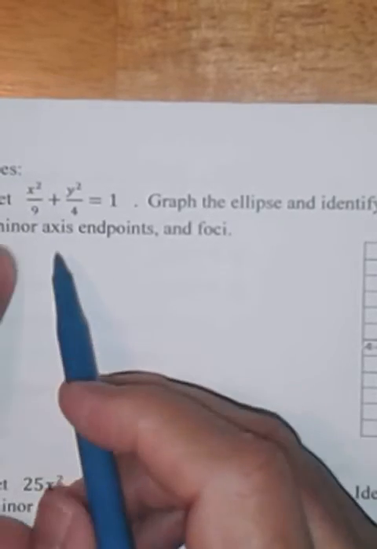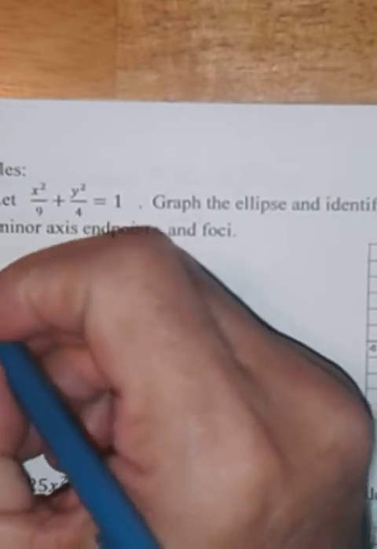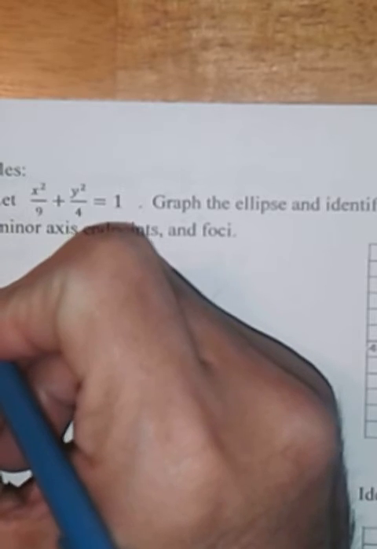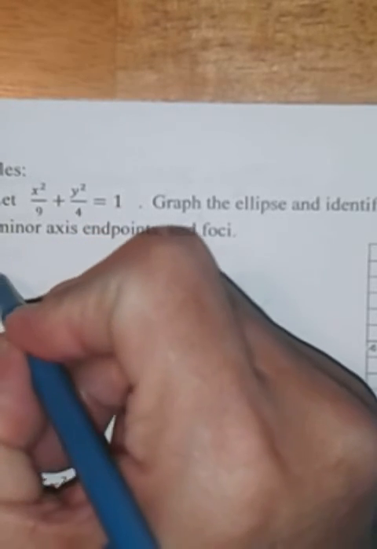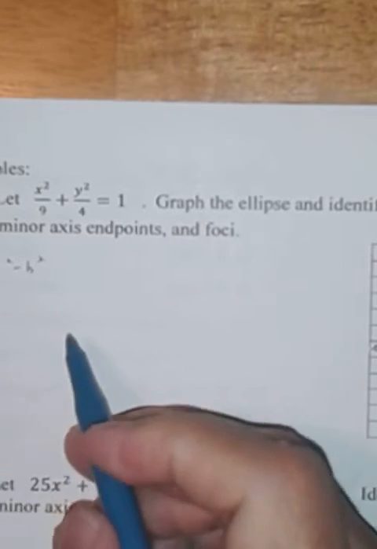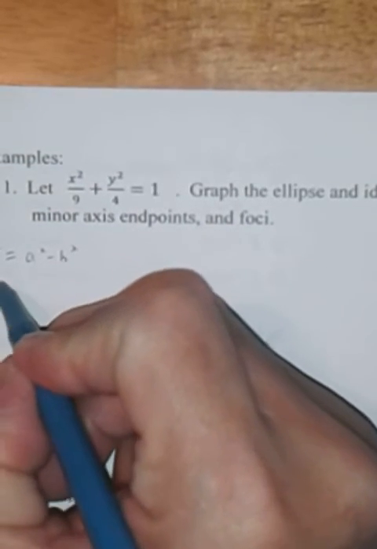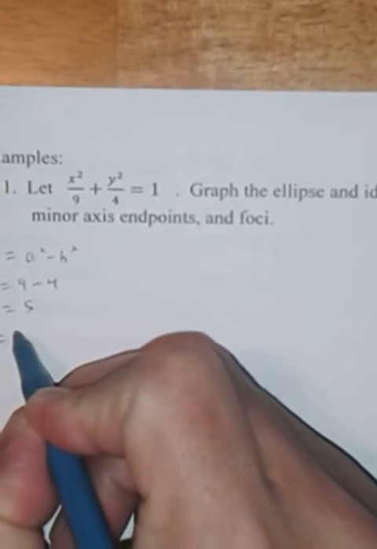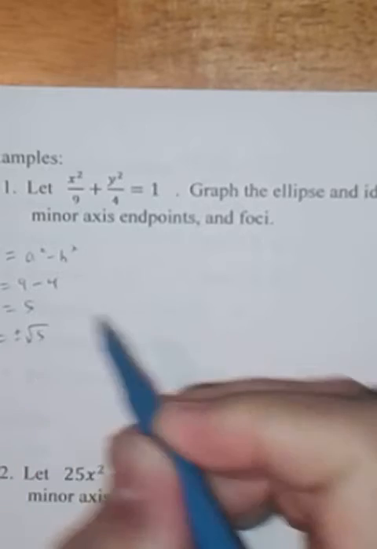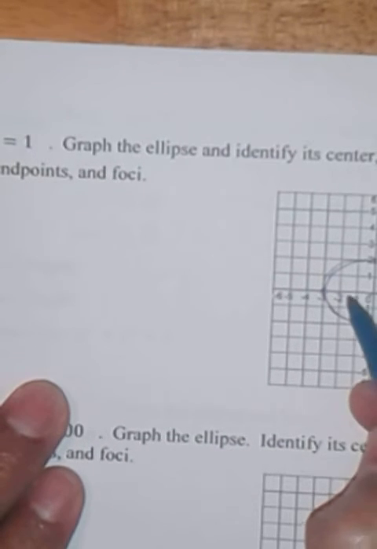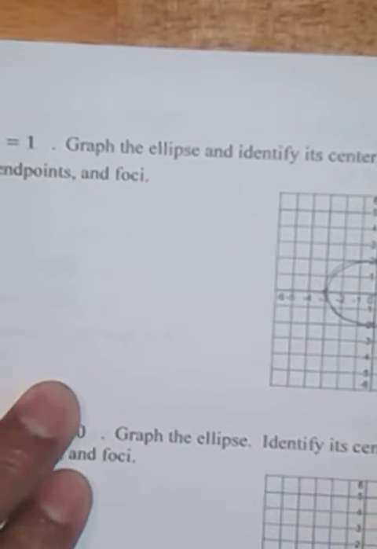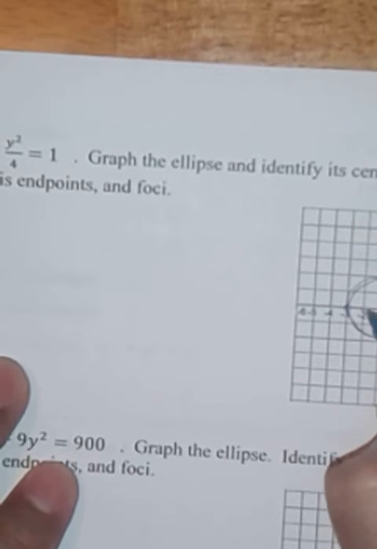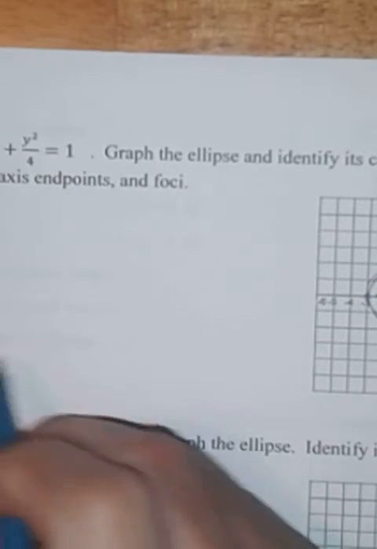All right, now the foci are going to be this way, to the left and to the right of center. And so that's, remember, a squared equals b squared plus c squared, right? So c squared equals a squared minus b squared. So this will be c squared equals 9 minus 4, which equals 5. So c is plus or minus square root of 5. All right, so from 0, 0, plus or minus square root of 5 to the sides. Okay, and square root of 5 is a little bit past 2, so your foci are going to be somewhere around there.